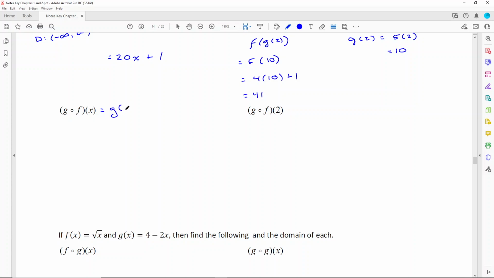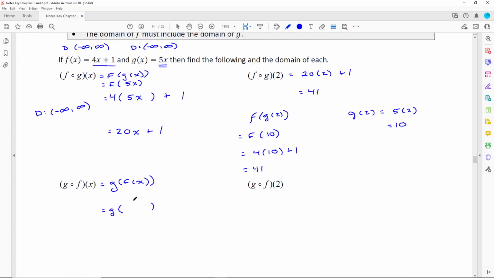So for me, I like to write it like this first. In fact, I like to say, well, what is f of x? What am I plugging into the g of x equation? Okay, I'm plugging 4x plus 1 into the g of x equation. Well, what's the g of x equation? The g of x equation is 5 times x. Everywhere there's an x, I'm going to put 4x plus 1. So I get 20x plus 5.